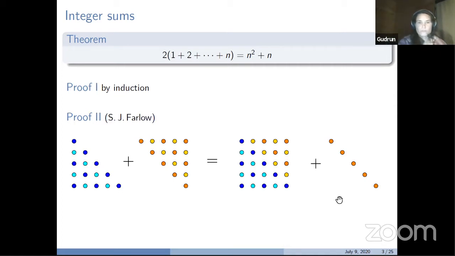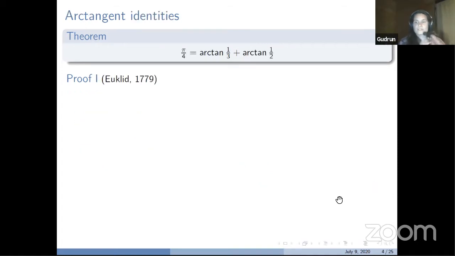So that was the first proof. And I hope you are now somehow convinced that this equality is true, also by this second proof. Let's go to the second example. It looks a little bit more complicated.